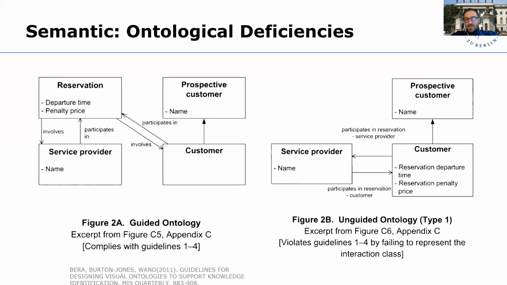The bottom line of that research is that once you have ontological deficiencies in your languages, this also has a negative impact on the interpretation of these diagrams. In the example on this slide, on the left-hand side, the diagram explicitly captures reservations. That is consistent with some of the guidelines that Vera and others have been proposing. But on the right-hand side, this interacting class of reservations is hidden behind the arcs that connect service provider and customer, and that is to the detriment of making inferences around these diagrams, and for requirements validation it has a negative impact.